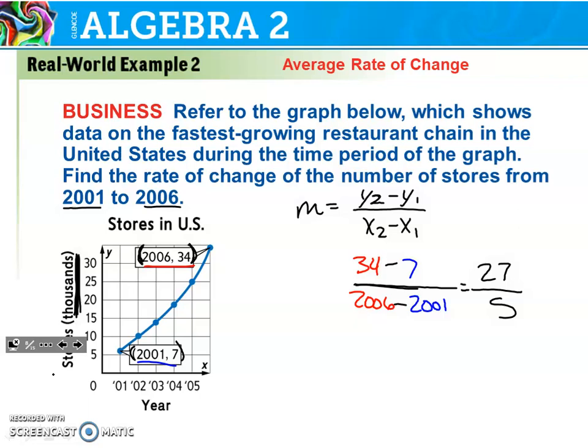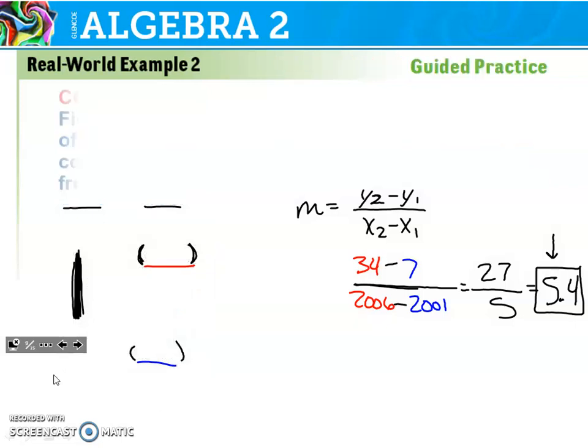Okay, again, remember, totally okay with you guys using decimals when we are dealing with word problems. 27 divided by 5, it's going to give me 5.4. Okay, now remember, 5.4, that is 5.4 thousands. Okay, so almost 5,500 per year is how much that is growing. Is this number exact? This number is not exact for this situation because this is a nonlinear example. This is just our average rate of change.